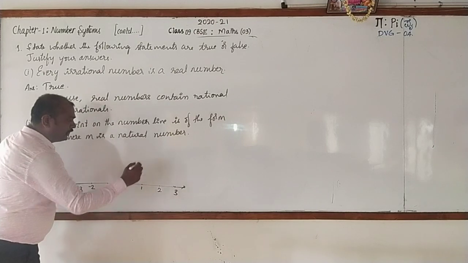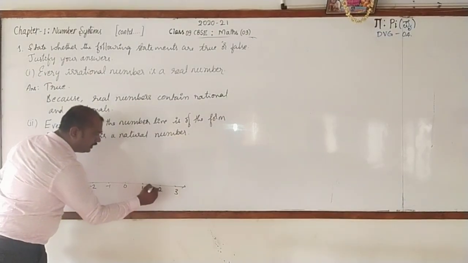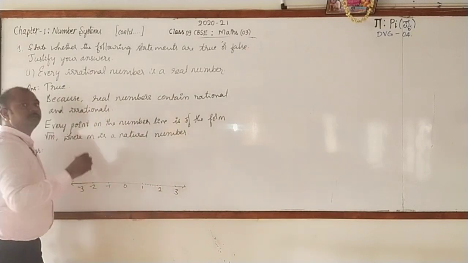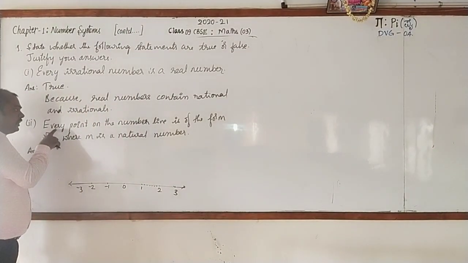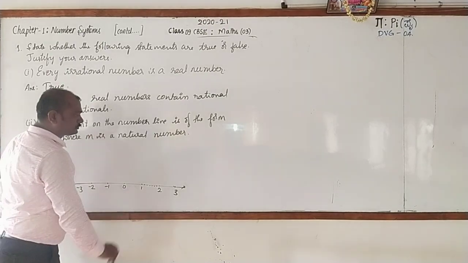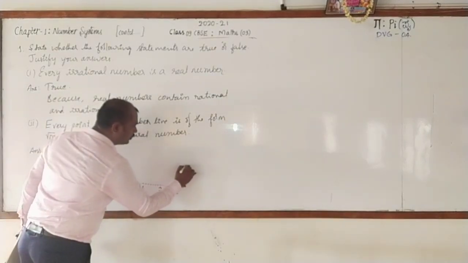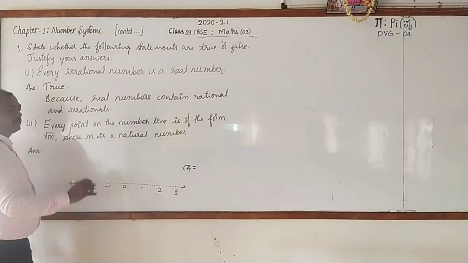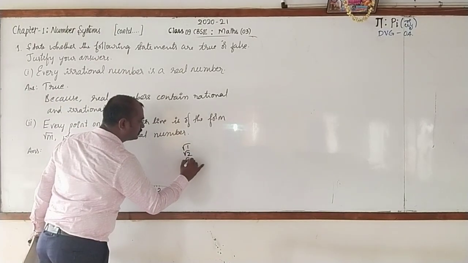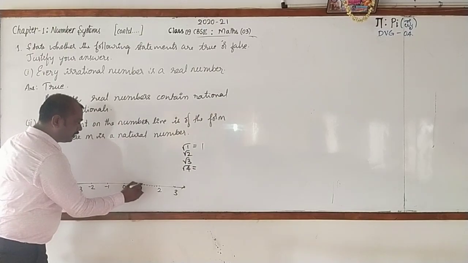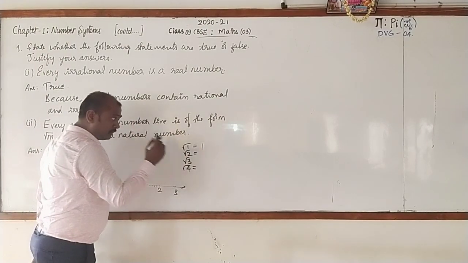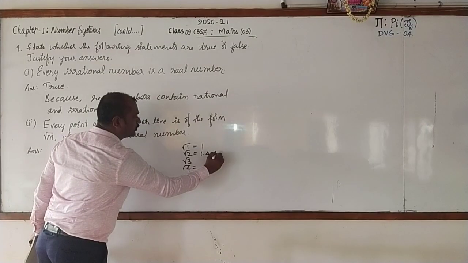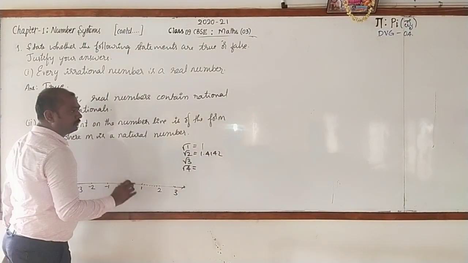Look here. When you go for taking the points between any two numbers, infinite number of points will be there. Here they are asking that every point on the number line is of the form root m. Suppose you go for taking root m, where m is a natural number. It may be root 1, root 2, root 3. What is the value of root 1? 1. The point is on the number line. Root 2, its value 1.4142.